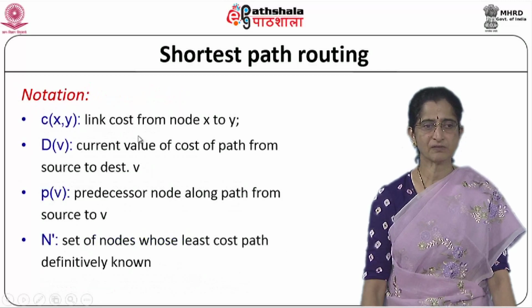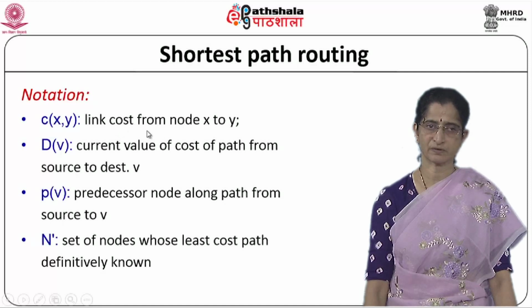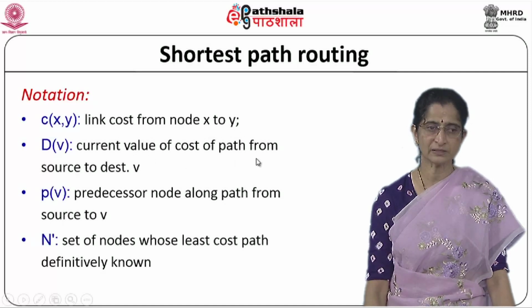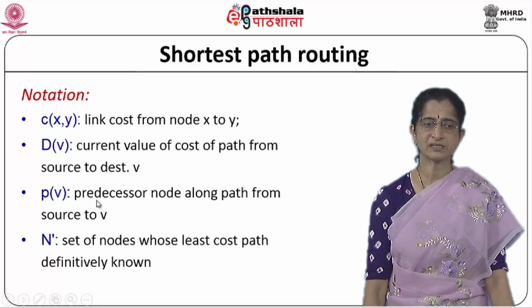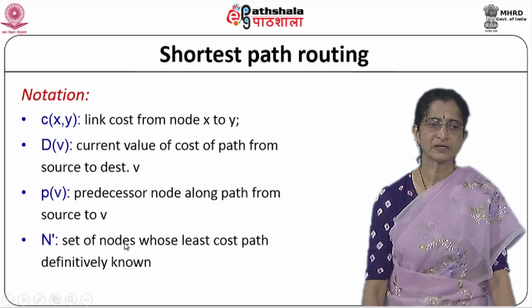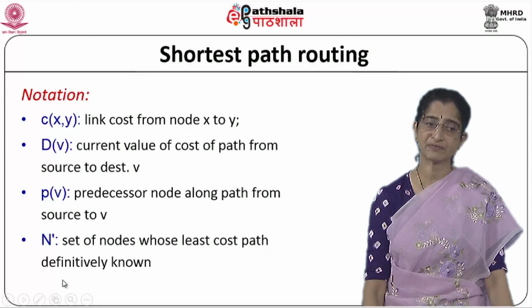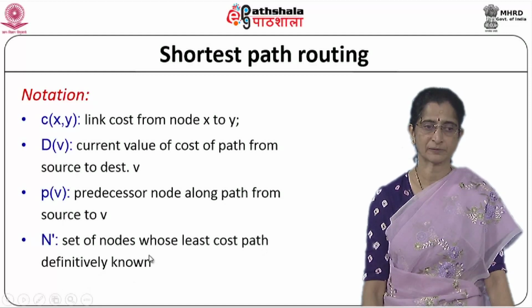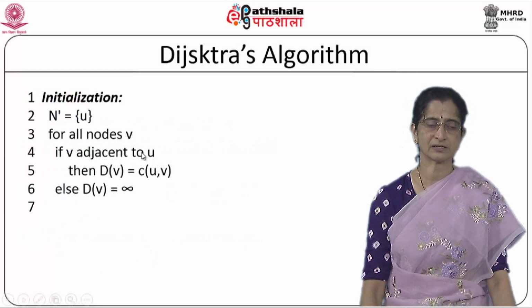Now, we'll use some simple notation to understand how this algorithm works. Let's say C(x,y) is the link cost from node x to node y. D(v) is the current value of the cost of the path from the source to the destination v. P(v) is the predecessor node along the path from source to v. Let's say N' is a set of nodes whose least cost path is definitively known, that is, the ones for which we have calculated the least cost path.